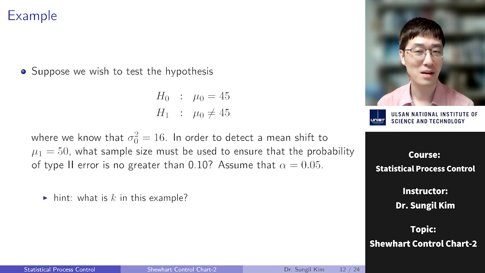To solve this problem, we need to find the value of k. Since mu1 equals mu0 plus k times sigma 0, k equals 50 minus 45 divided by 4, which is 5 over 4. Then with 5 over 4 and alpha equal to 0.05, we can find the sample size to make the value of beta less than 0.1 using the OC curve.